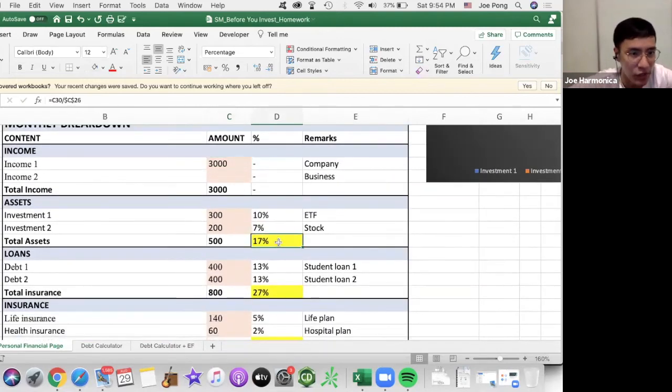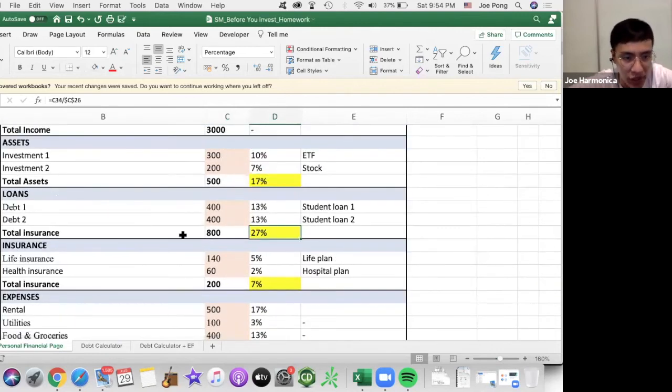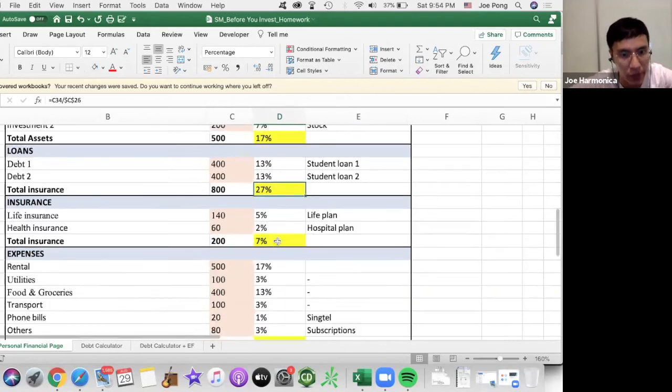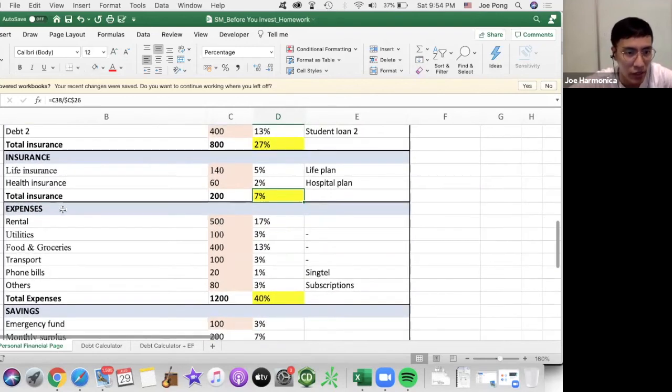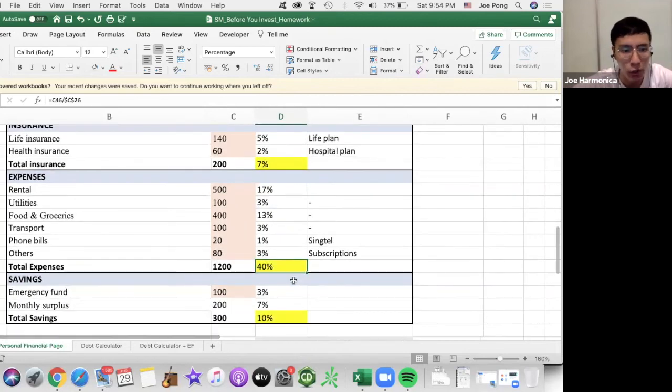All right, 70% actually is going to your equity. All right, 27% to loans, which is quite high, and insurance coverage, I'm spending 7%. Expenses total add up is around 40%, which is quite okay. Savings here, some to emergency funds, and a little bit of surplus, 10%. Well, it can be quite low for short term.